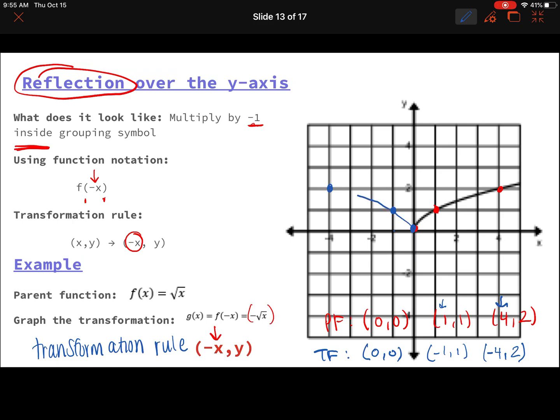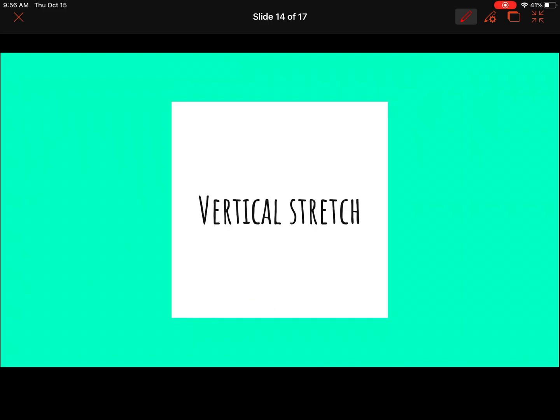Okay, now if we look at this, it looks very similar to my original, right? But same thing, remember, this is a mirror image. These two functions that we just drew and graphed do not touch one another, right? It's just a mirror image. They're not a full line together, okay? So important, inside, we're multiplying by a -1, okay?